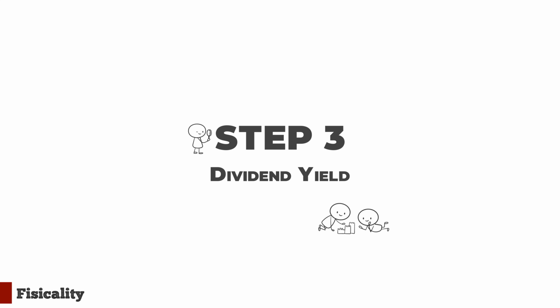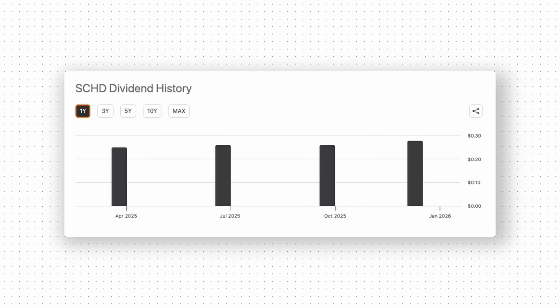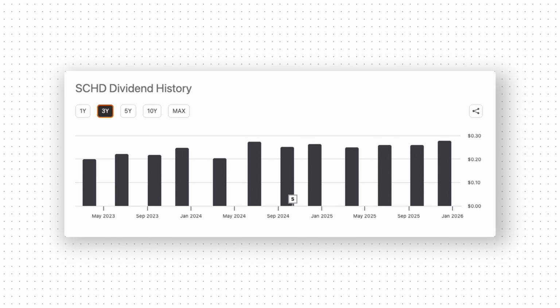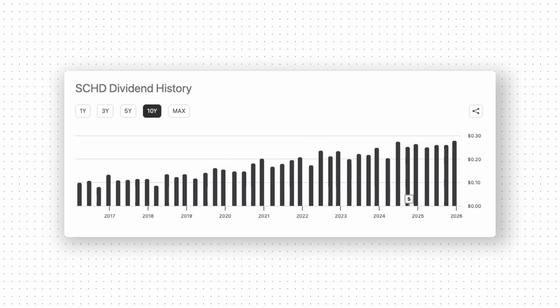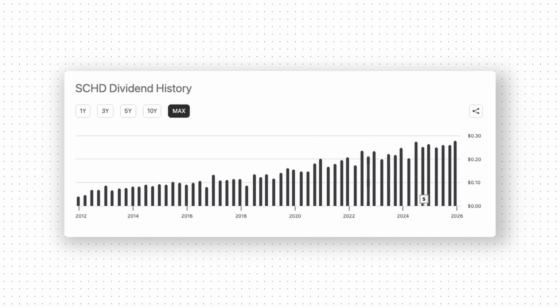Step 3, dividend yield. This is important because it's one of the 2 main reasons anyone even buys SCHD, with the other being capital appreciation. The dividend yield represents a stock's ability to deliver an expected income stream as a percentage of its stock price. This number and its CAGR leads to a steadily rising yield on cost, which supercharges the power of the fund over time.